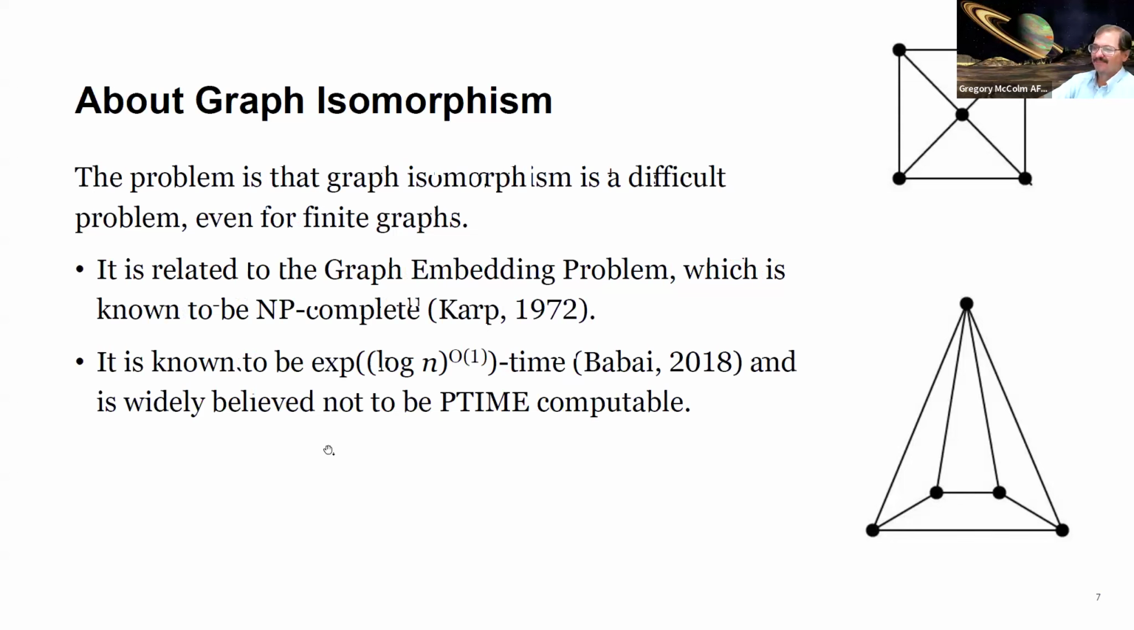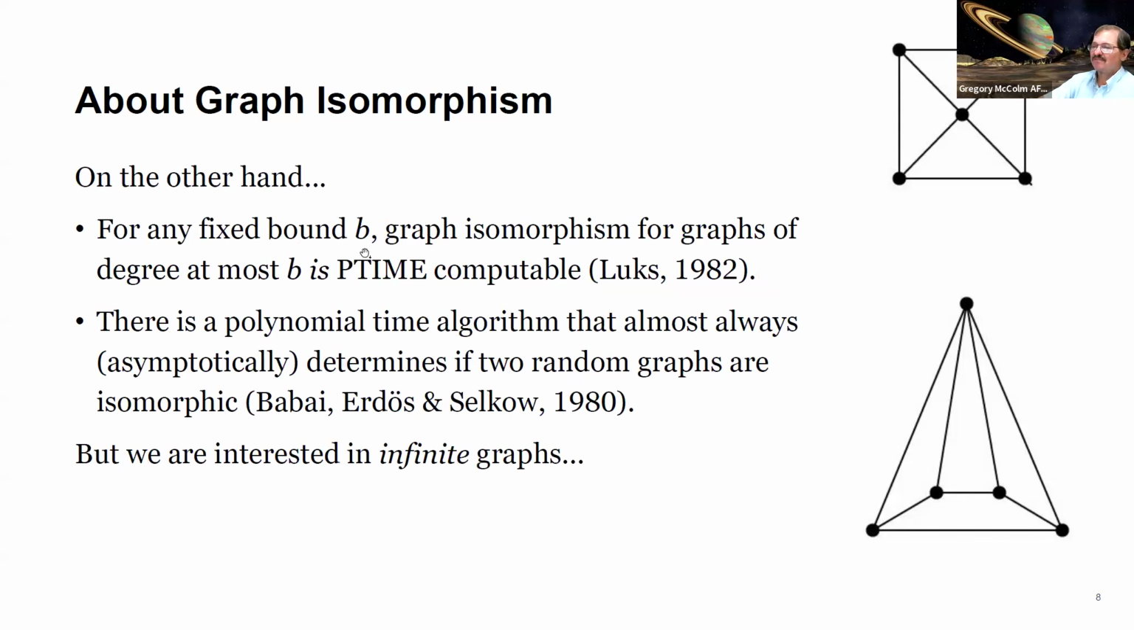On the other hand, suppose you fix an upper bound on the valency of your vertices, something like 12. I am only interested in graph isomorphism for graphs whose maximum valency is 12. That is a p-time computable problem. And it's been known to be p-time computable for some time.